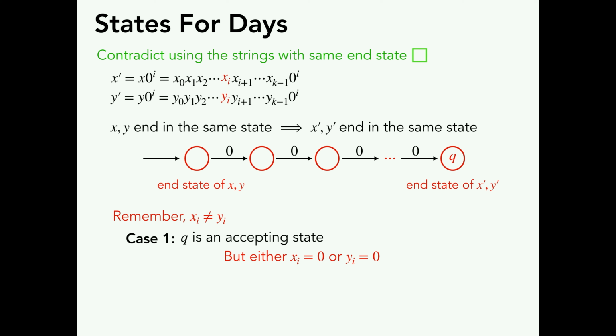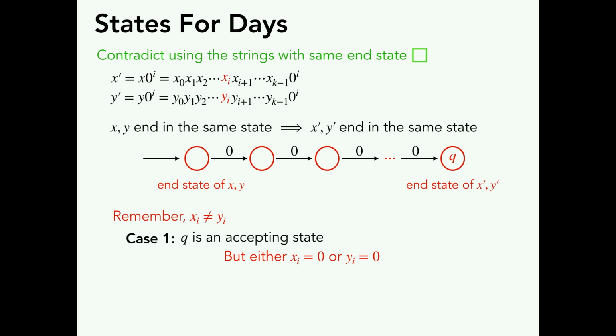And again, we did this without loss of generality. The exact same argument holds if we supposed that yi equals 0. Again, in y prime, yi is k characters from the right. It's equal to 0. But q is an accepting state, which means that yi should be equal to 1, so we have our desired contradiction.